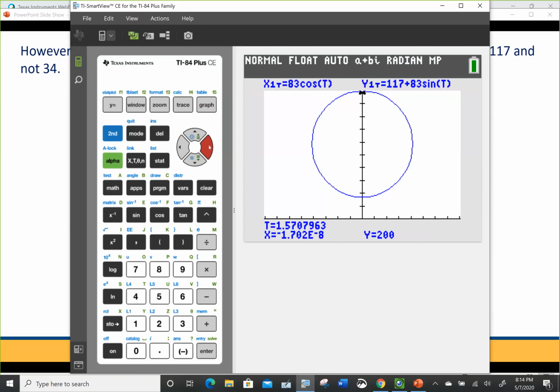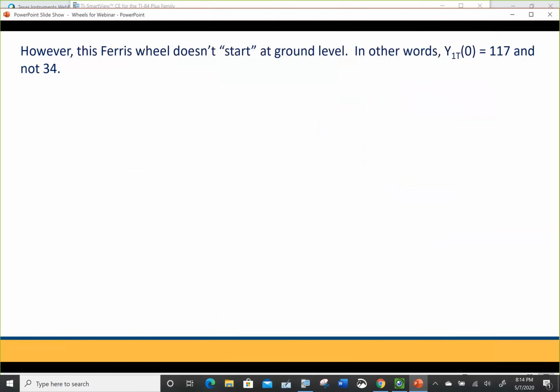Now, needless to say, those weren't exactly the ones I wanted. What I'd really like is for the cursor to start here at what I call the loading platform. And then I'd like it to go over to this point. I'd like it to go to the top, continue down to here, and then come back. So let's talk about how we can fix that.